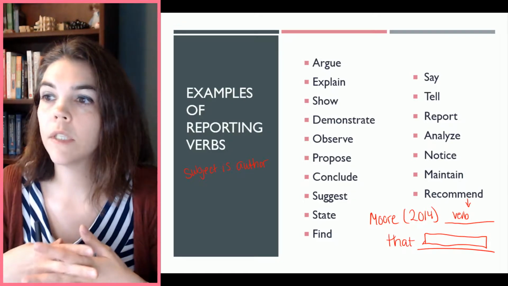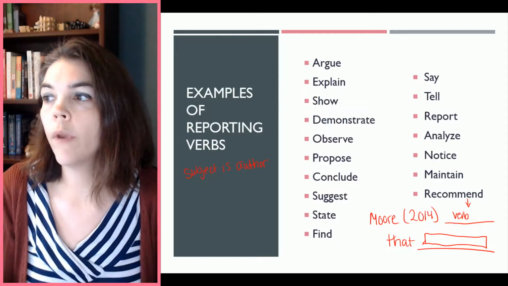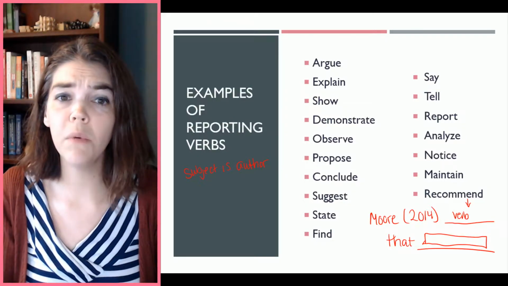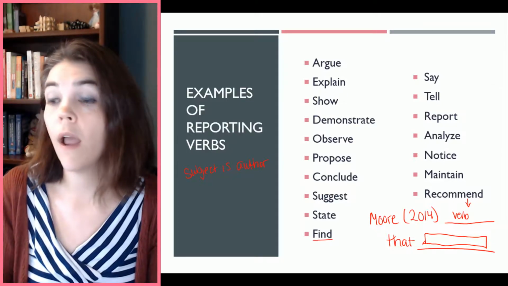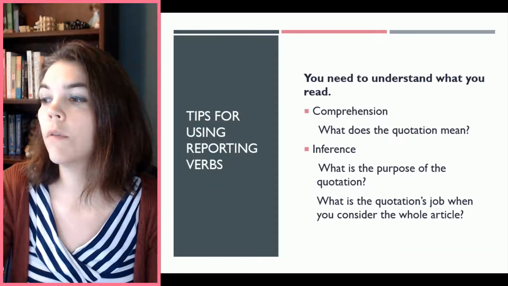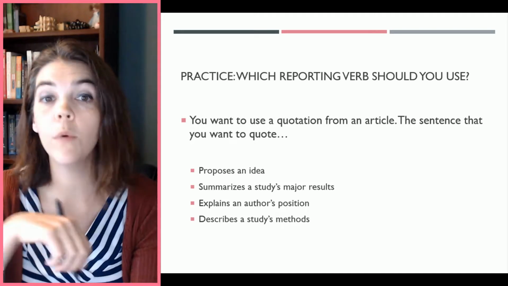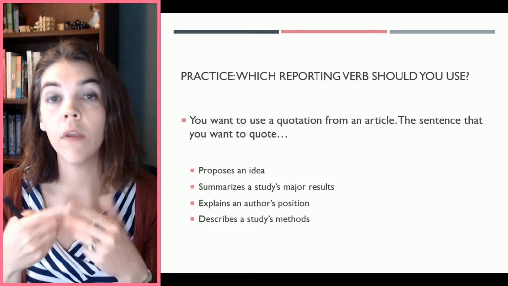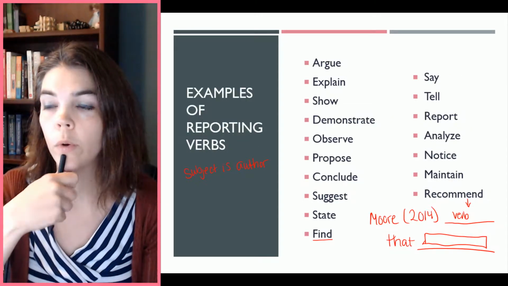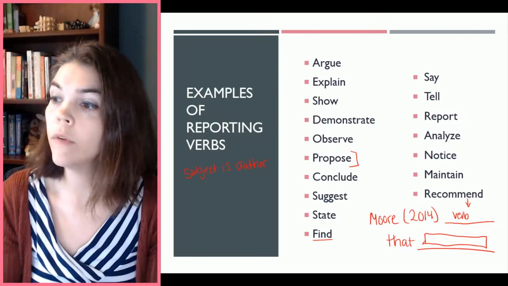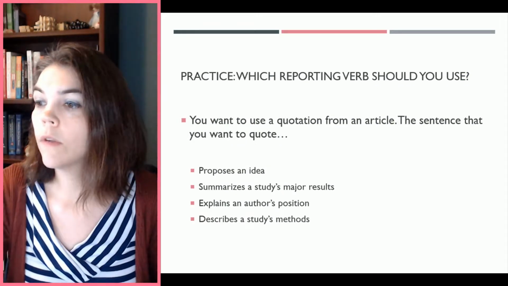So when we go back and look at our types of reporting verbs, if you have a quotation that is summarizing results of a study, you're not going to use the verb observe. That wouldn't make sense. If they're summarizing the results of a study, you might say find. That would make more sense. So I have some more examples to get you thinking about this. If you want to use a quotation from an article, and the sentence that you want to quote proposes an idea, what kind of reporting verb can you use? Propose. So I might choose, obviously, the word propose, maybe suggest. Okay. What about, we did summarize a study's major results.